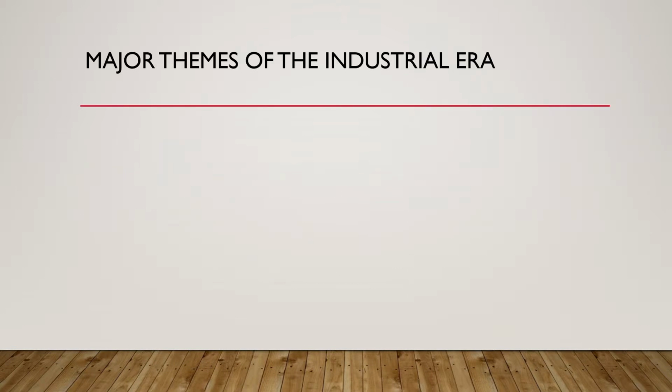There are a number of major themes throughout the industrial era that are seen in Riis's works. Themes include poverty, corruption, violence, immigration, and ethnic prejudice.